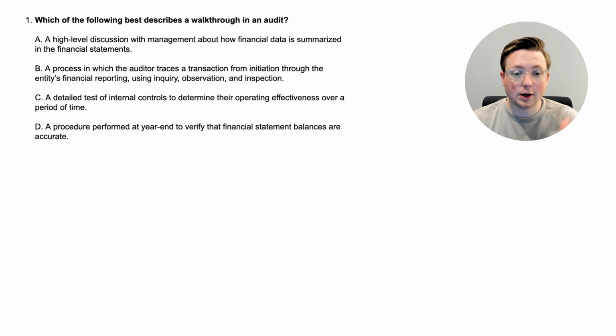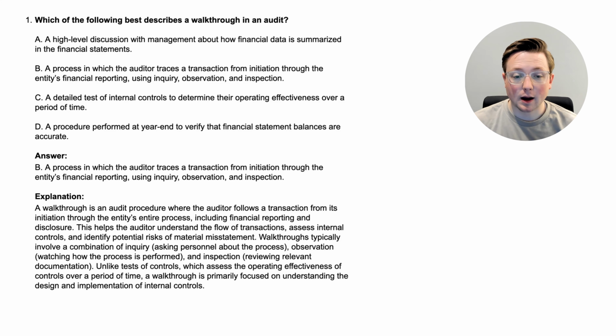Now, if you've never dealt with a walkthrough before or you don't really know what that is, that's okay. We are using these questions in this video to learn what we're supposed to learn about this blueprint topic. So again, if you don't know the answer, that's fine. We're going to go straight to the explanation to start learning. Okay, here we are. The answer is B, a process in which the auditor traces a transaction from initiation through the entity's financial reporting using inquiry, observation, and inspection. So that's the general idea behind a walkthrough, but let's dive into the explanation to learn a little bit more.